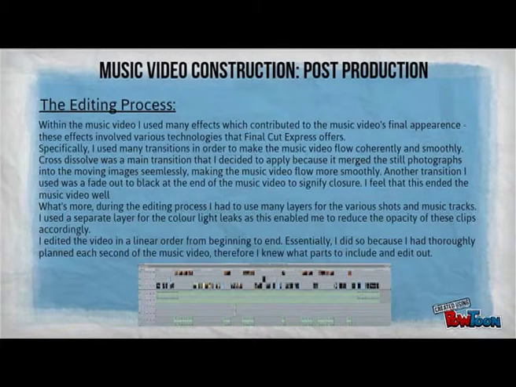What's more, during the editing process I had to use many layers for the various shots and music tracks. I used a separate layer for the colour light leaks as this enabled me to reduce the opacity of these clips accordingly. I edited the video in a linear order from beginning to end. Essentially I did so because I had thoroughly planned each second of the music video, therefore I knew what parts to include and edit out.